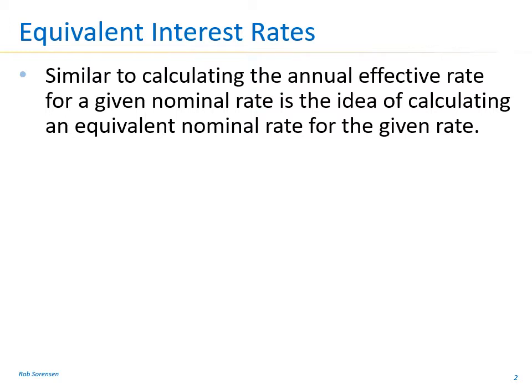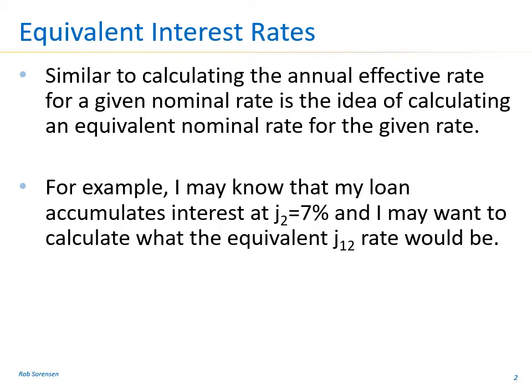But now what I want to do instead is not get the rate compounded once a year, but to go to a different compounding frequency. So maybe they gave me a monthly compounded rate, but I'm curious to see what quarterly rate would give me the same result, or what semi-annual rate would give me the same result. So that's called an equivalent rate, where I go from one nominal rate to another.